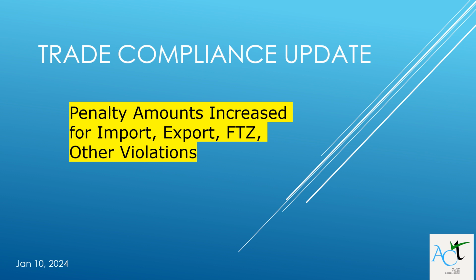Other unlawful export information activities under U.S. Code 13, Section 305B, they have increased that maximum by $533. That amount now is $16,971, whereas in the past it was $16,438.